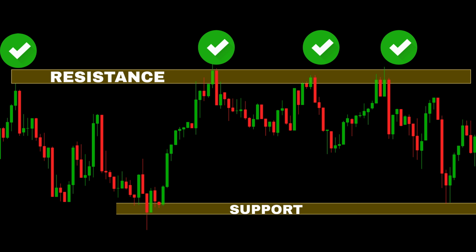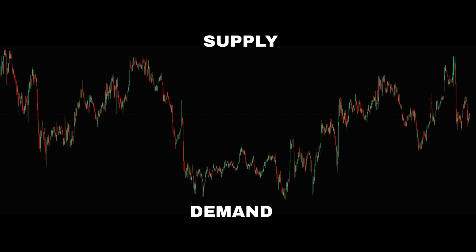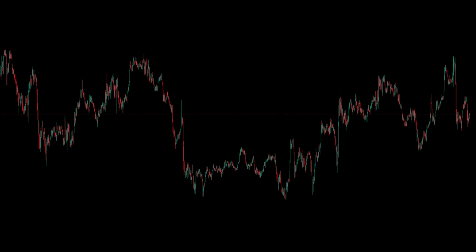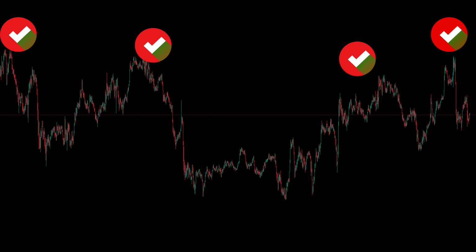Now let's widen the lens a little. This is where demand and supply zones come in. A demand zone is an area on the chart where buying pressure has been so strong in the past that price shot upward from it with momentum. When price revisits that zone, buyers often step in again, making it a high probability area for a bounce. A supply zone is the mirror image, an area where sellers once flooded the market, driving the price sharply down. When price comes back into that zone, sellers are likely to defend it again.